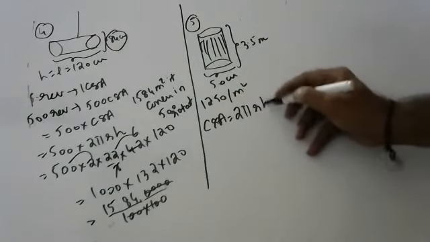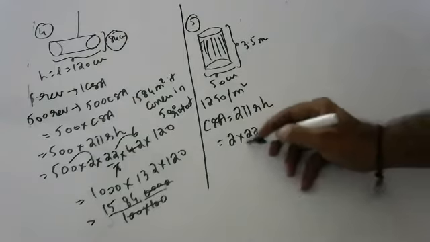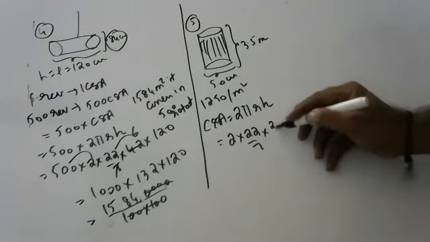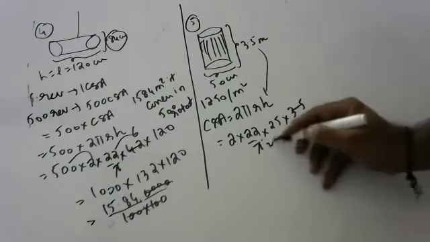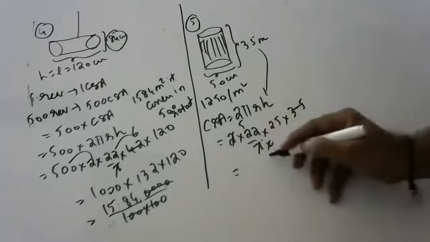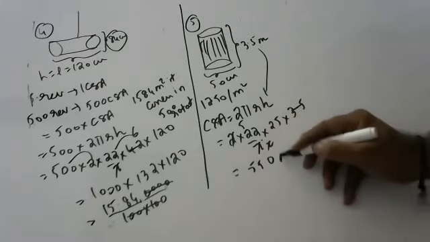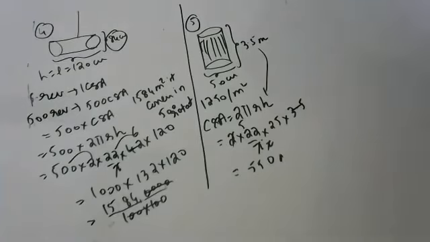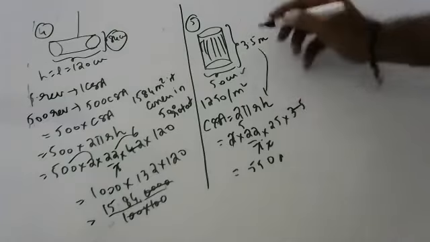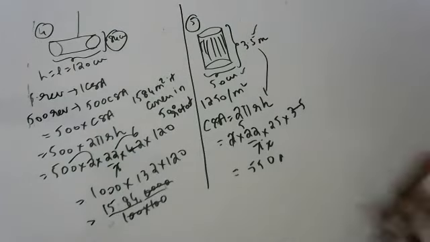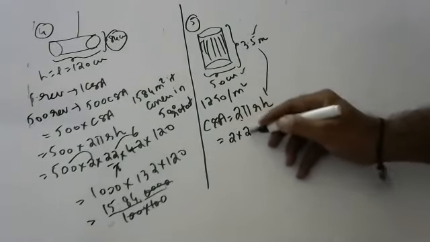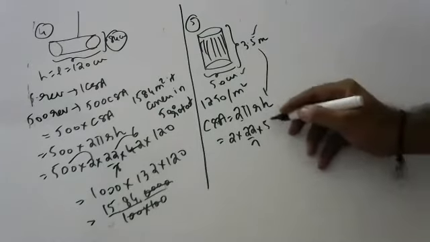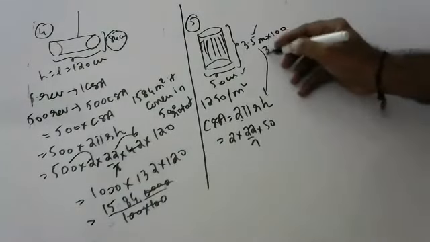Can you tell me the substitution? 2 into 22 by 7 into 25 into 3.5. Now check centimeters and meters. Any conversion to do here? The radius 25 is in centimeters and the height 3.5 is in meters, so 350 centimeters. So children, see here, 2 into 22 by 7 into 50 centimeters, into 100. If you do 350, you will get the answer, children.